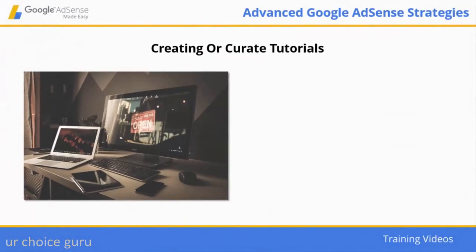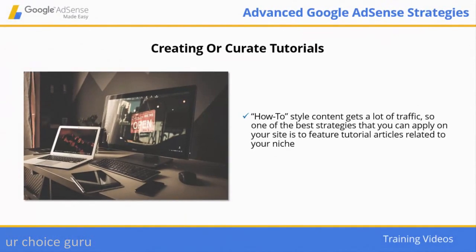Creating or curating tutorials. How-to style content gets a lot of traffic. So, one of the best strategies that you can apply on your site is to feature tutorial articles related to your niche. You can either create these tutorials or you can curate them from third-party sites, which is okay as long as you credit the site by including a link to the original article at the end of your own post.